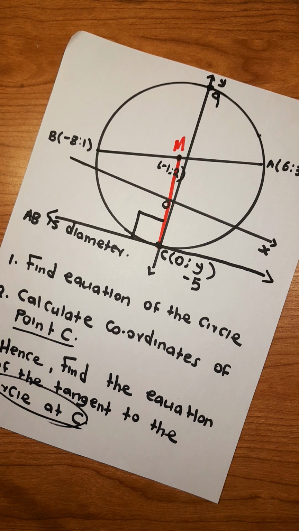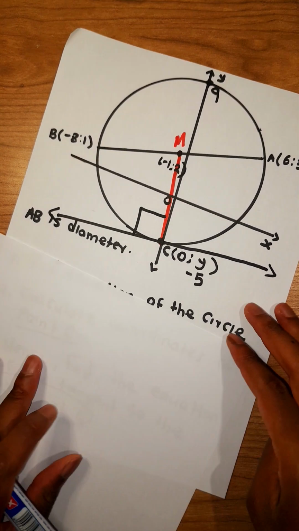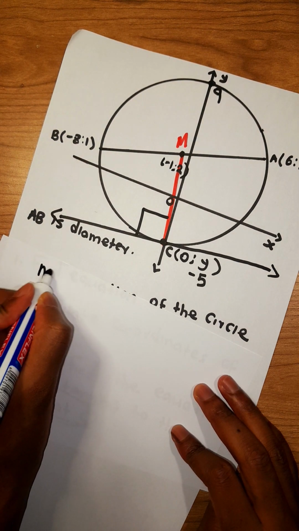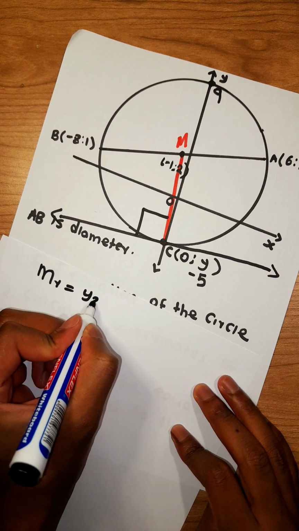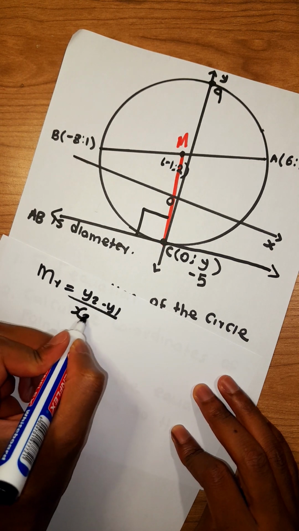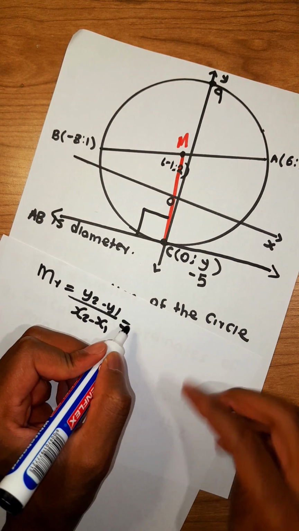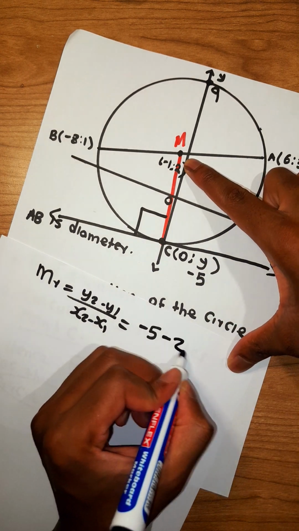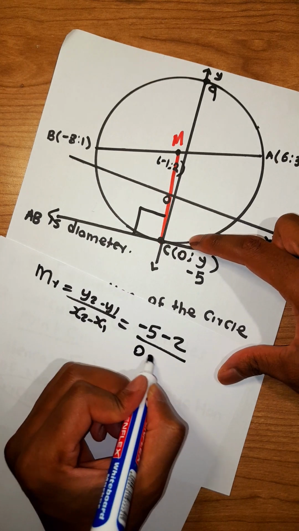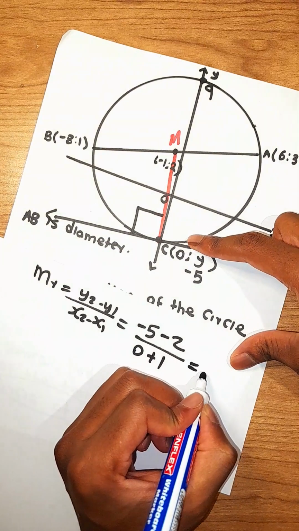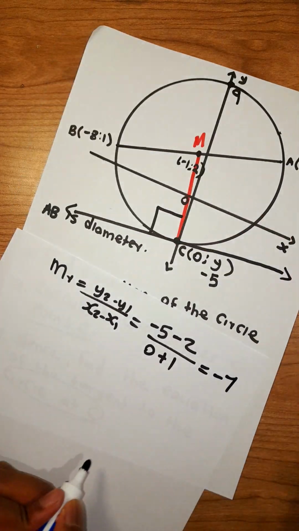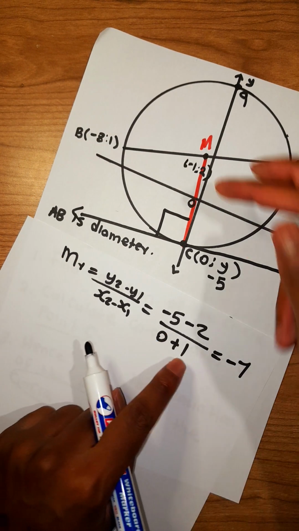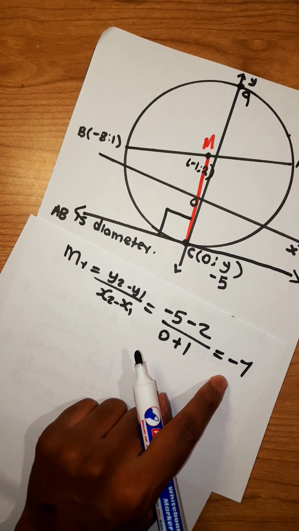Number one, you want to find the equation of the radius. So you want to find the gradient of the radius. So it's going to be (y2 minus y1) over (x2 minus x1). Let's say y2 is minus 5, and then this is going to be minus 2, divided by 0 plus 1. So this is just going to give us minus 7, right? So the gradient of the radius is actually minus 7.